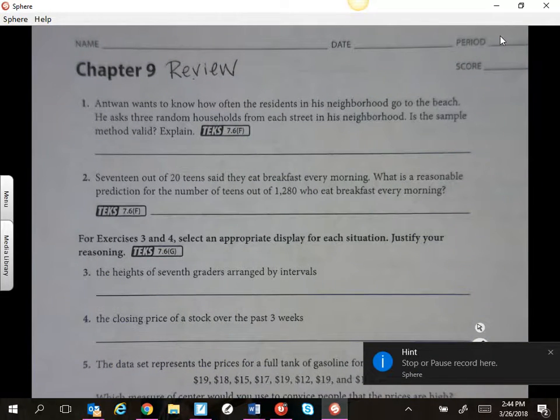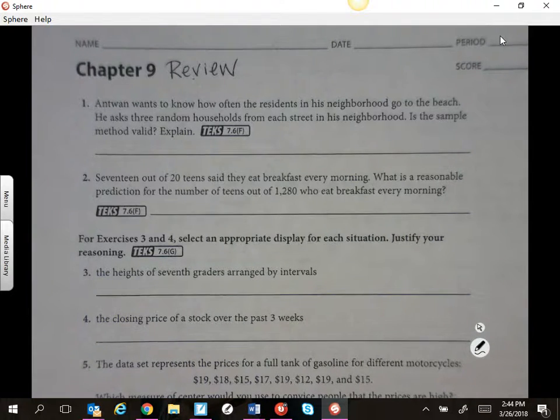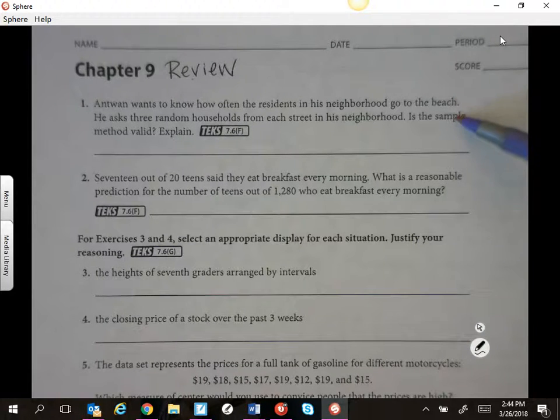Tomorrow we have a quiz over stats. So I wanted to give you a little review. I'm going to talk you through it, make sure you don't have any questions. If you do, feel free to send me an email or come by in the morning.